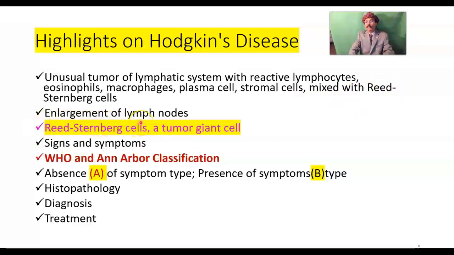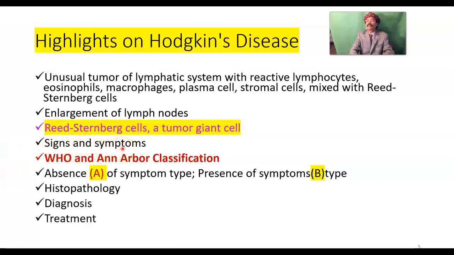Enlargement of lymph nodes. It may be the mediastinal lymph node or cervical lymph node that may lead to superior vena cava syndrome. There may be erythema nodosum. The Reed-Sternberg cell is a tumor giant cell. The source of the cell, it is told nowadays, is the B lymphocyte in the germinal center of the lymph node. Signs and symptoms, we must know the signs and symptoms.